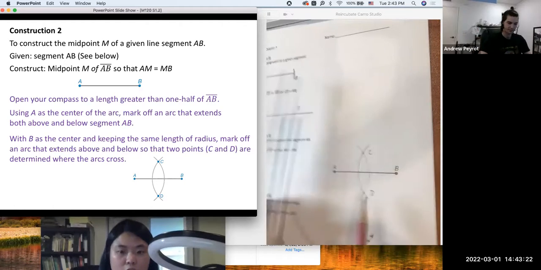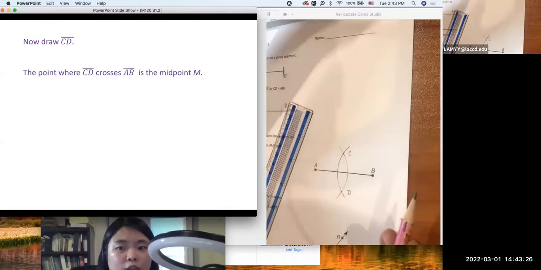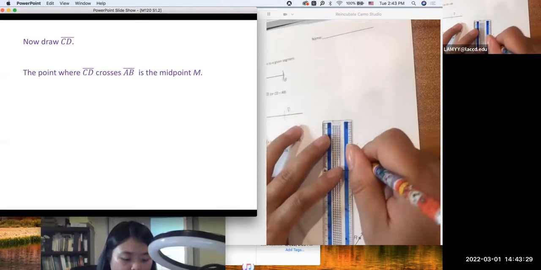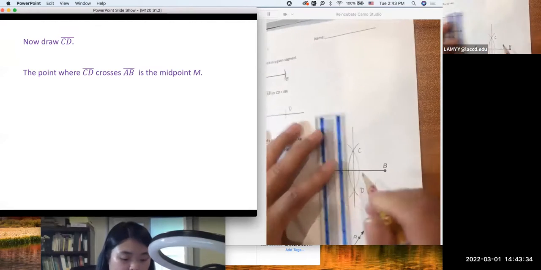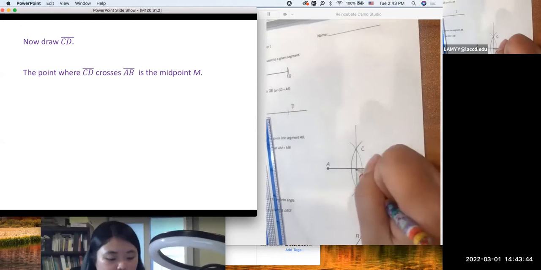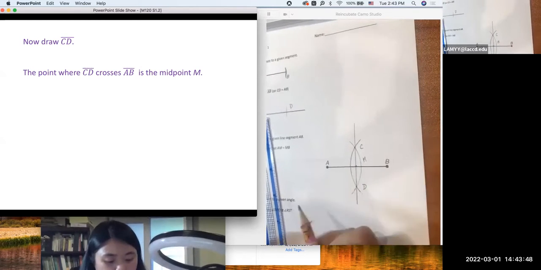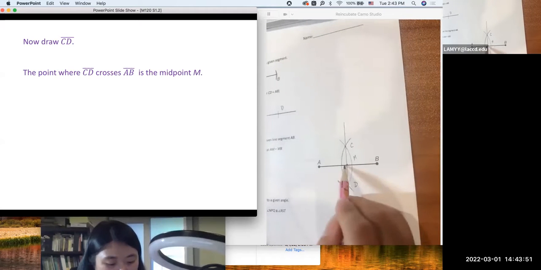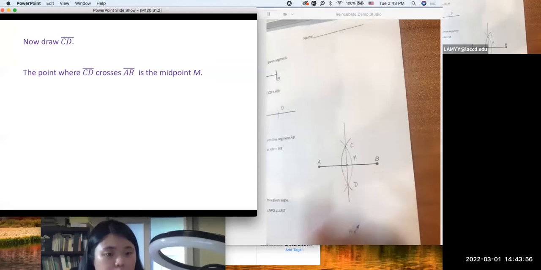Okay, thank you. So next step, we want to find the midpoint M. Now we're gonna draw a line passing through these 2 points, the segment CD, and then CD will intersect the segment AB here. And then we do have the point here. We're gonna call it M. This is gonna be the midpoint. So you know AM here will be congruent to MB.